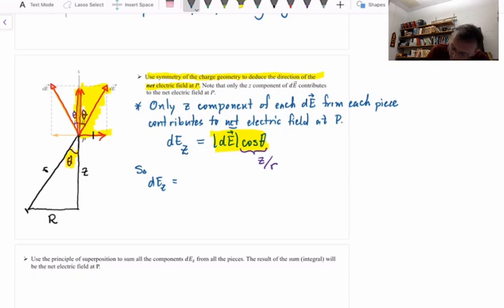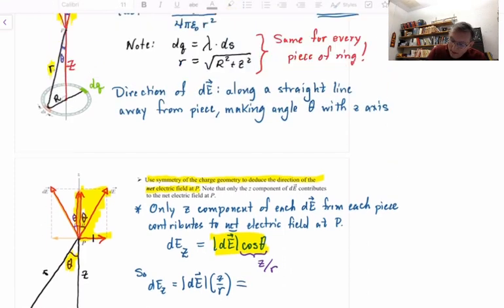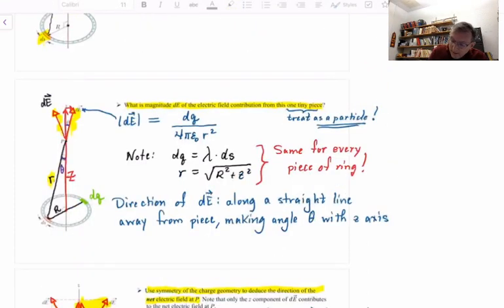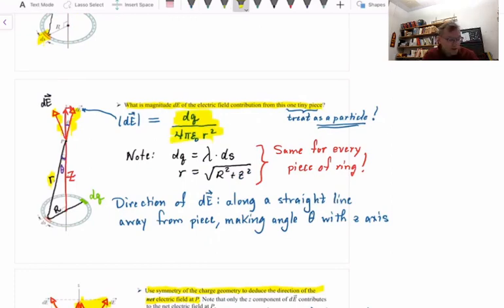It is the magnitude of the dE from any one piece times cosine theta, which is Z over r. And now let's substitute the expression for the magnitude of dE. Where is that coming from? Right here. dE is dq over 4 pi epsilon 0 r squared. Let's put that in.